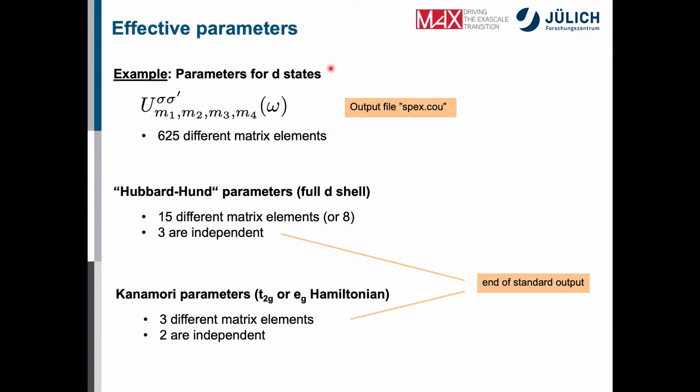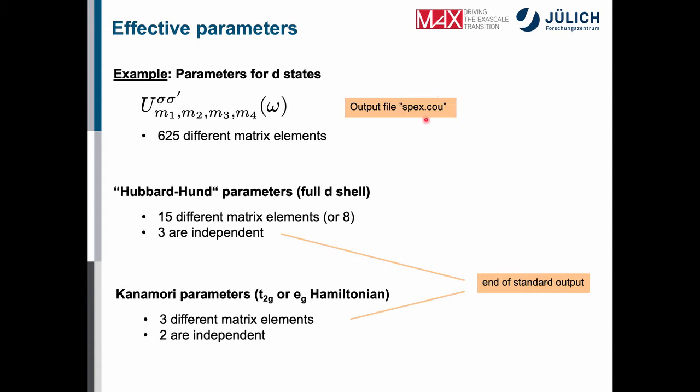Finally, we do not only get a single number, as the term Hubbard U parameter might suggest, but a whole matrix. And it is a rather big matrix, because, forgetting the frequency and spin dependence, it has 4 orbital indices. For a D shell, this would give 5 to the power of 4, that is 625 different matrix elements. Here, each m stands for a magnetic quantum number. Spex writes the non-zero matrix elements to a file, spex.q.